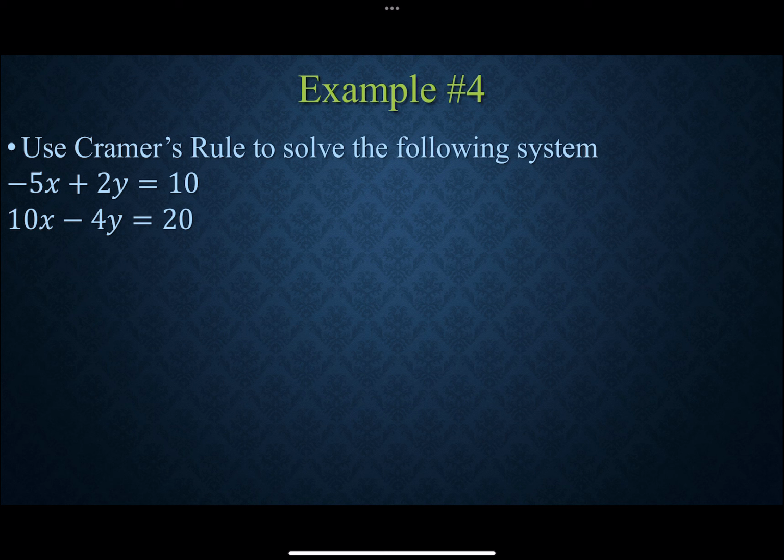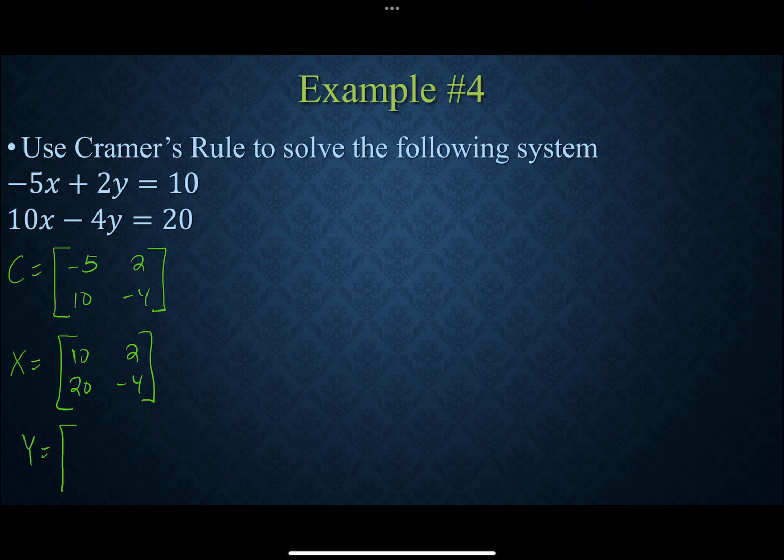All right, so let's take a look at another 2 by 2. So here our coefficient matrix is going to be -5, 10, and then 2, -4. Our x matrix, we will replace the x column with 10 and 20, leave the y column 2 and -4 alone. And then our y matrix, we replace the y column with our 10 and 20, we leave the x column alone.